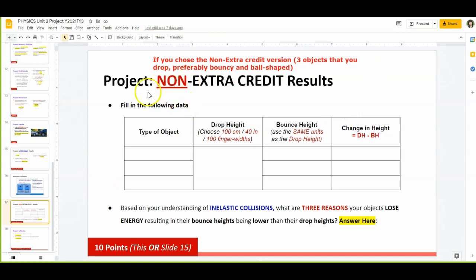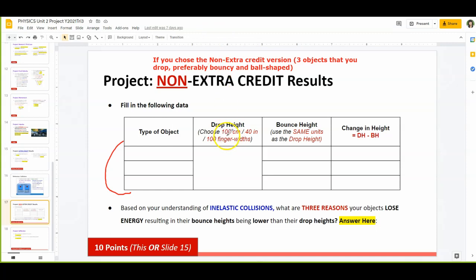So we have to talk about our types of objects. You're going to fill in your types of objects. That could have been a soccer ball, tennis ball, basketball, etc. Whatever your 3 objects were here, make sure you fill those in right here. Then you're going to go ahead and fill in what height you dropped them from. Again, every object should have been dropped from the same height that you chose.